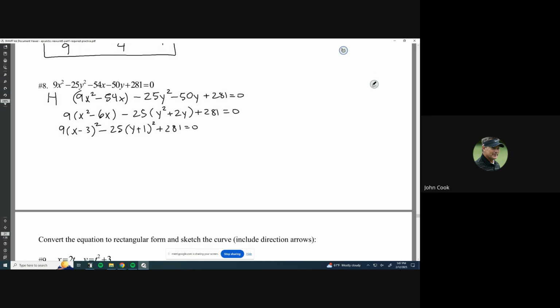And then let's see what we have to add on. So that's going to be 3 squared times 9. So 9 times 9, 81. And then let's see here. 1 squared is 1. 1 times negative 25 is negative 25. There we go. And then I'm going to subtract 281 from both sides also. Negative 281. So what's that going to end up being? Well, negative 281 plus 81 is negative 200. Negative 200 minus 25 is negative 225. And then I just divide both sides by negative 225.